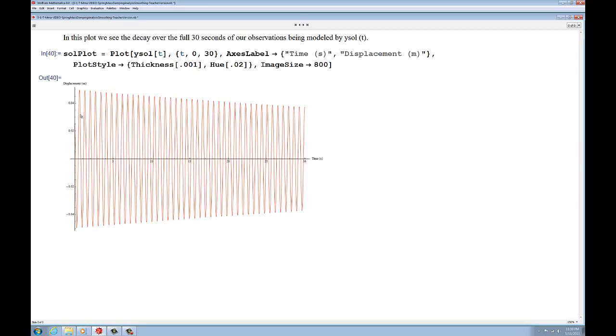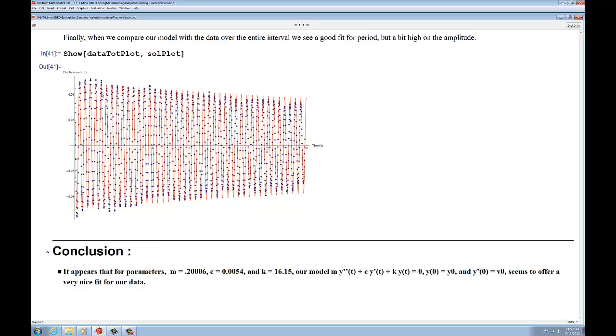And if we look over a long period of time, what we'll see is that this is what the model predicts over the full 30 seconds. And if we dared to plot the full 30 seconds of data, we can see that it tends to have that capability. It rides a little high here, but it certainly has the damping capability in the gentle damping slope this rather bouncy spring has.